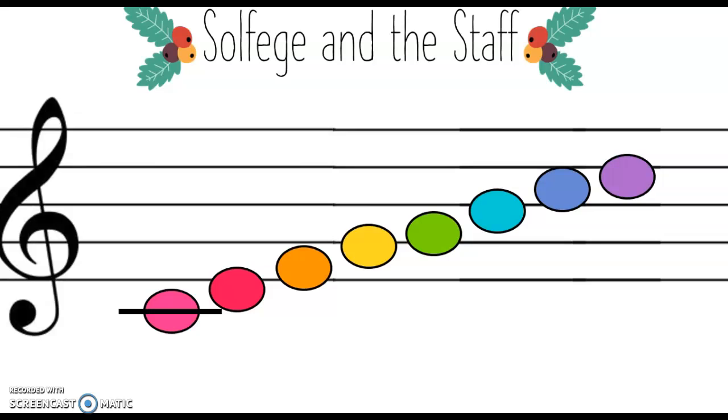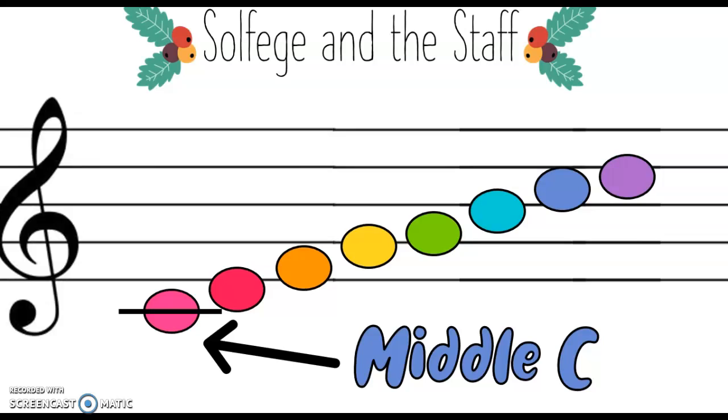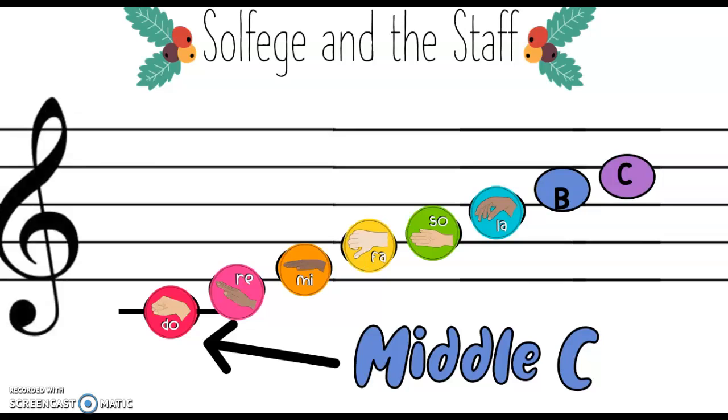Good job. So with solfege, it actually starts down below the musical staff, right here. We call that middle C, middle C. So it would go C, D, E, F, G, A, B, C, and so on and so on. With solfege, it says do, re, mi, fa, so, la, ti, do. Just like that. Let's take a look at those hand motions a little closer, shall we?